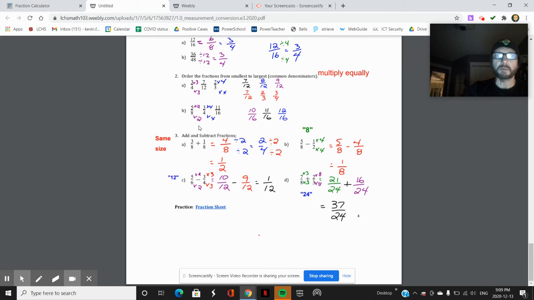And I can do the same thing in B. I chose size 16: 8 times 2, 5 times 2, 10/16 in purple; 4 times 4, 3 times 4, 12/16 in blue. Order from smallest to largest.